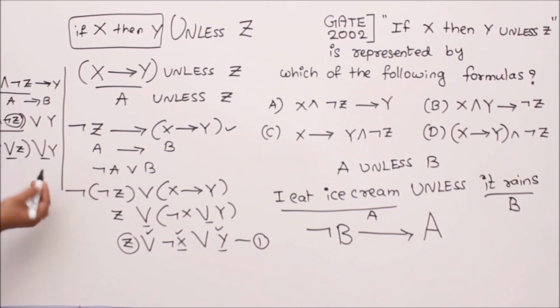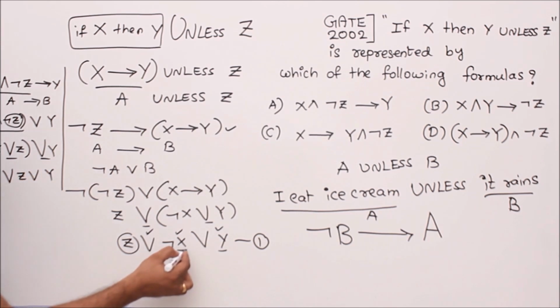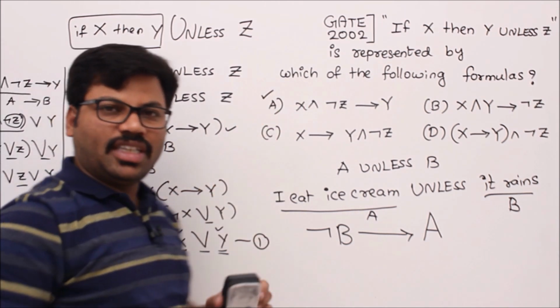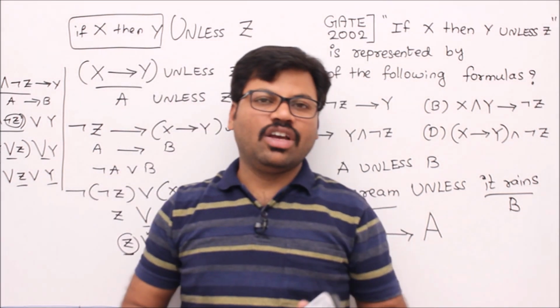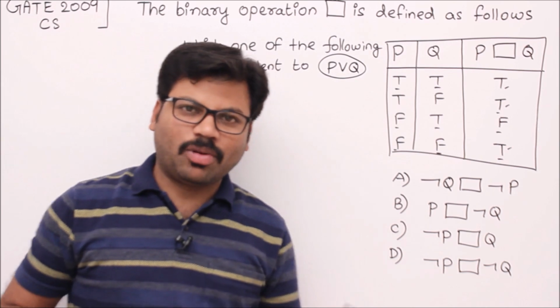Now again OR operators are associative, so we can remove the brackets, then you get negation X or Z or Y. Okay. Here also negation X or Y or Z. Here also negation X or Y or Z, right? So both are equivalent. That's the reason option A is the right choice. In that way you can answer any GATE question. Okay, believe me. Let's see one more problem.